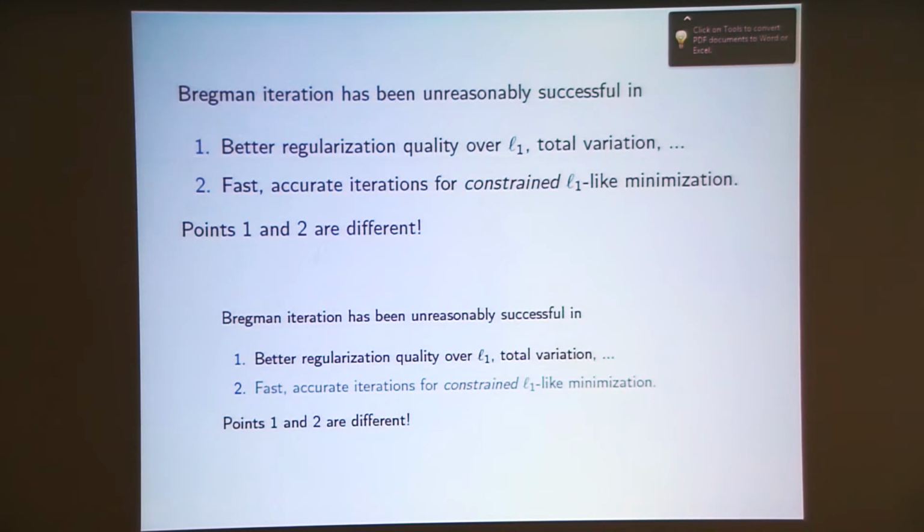There's better regularization quality over L1 and total variation, and fast and accurate iteration for L1. These are different points. We found out how useful it was when we were denoising. We improved our denoising by using Bregman iteration. But then one fine morning, Wotow called me up and said, hey, this stuff is unbelievably fast. And that's how it happened, to do L1 minimization. Okay, these are different points.